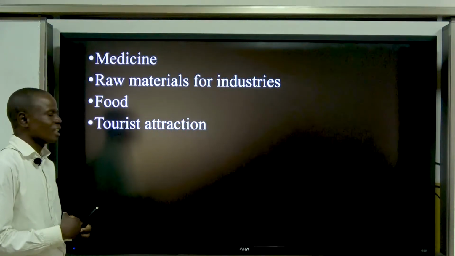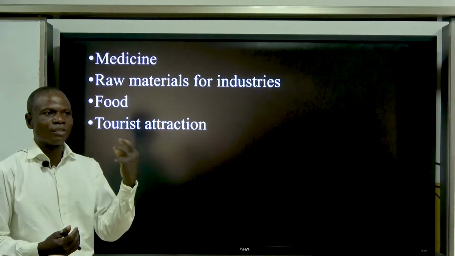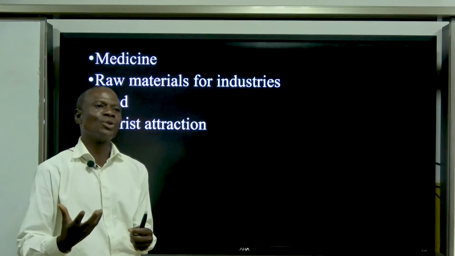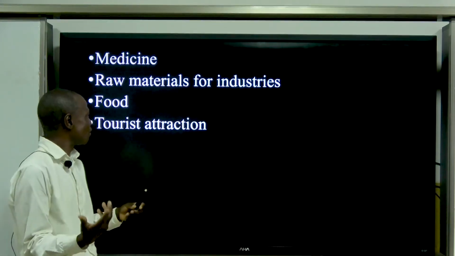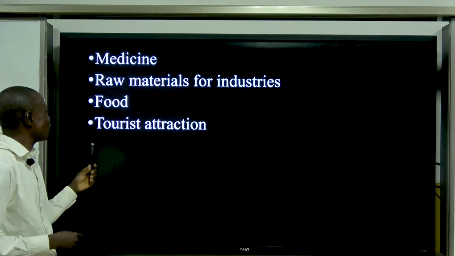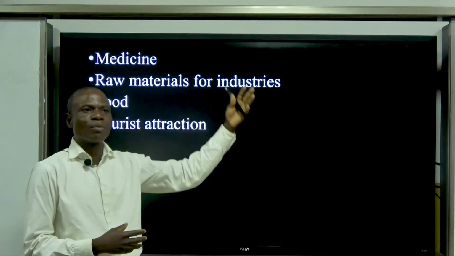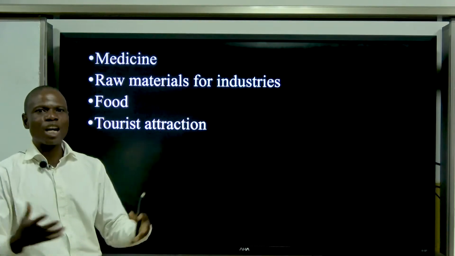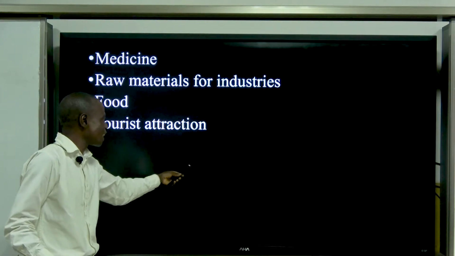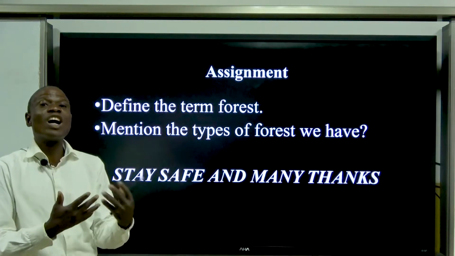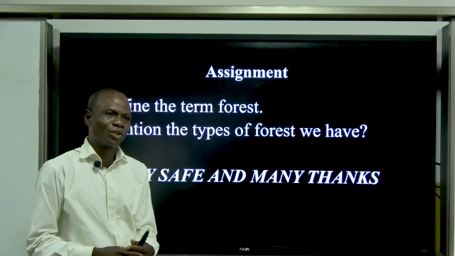And then food. It serves as food: the fruits of the trees. If you go to the bush, you can pick the wild fruits and begin to chew, because it serves as food. Then it serves as a tourist attraction. It attracts tourism. People from outside will come to see the kind of vegetation you have, so it attracts them. It brings more income to our country.